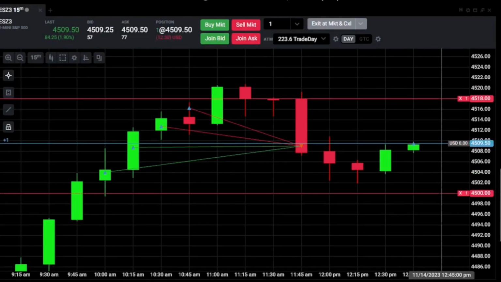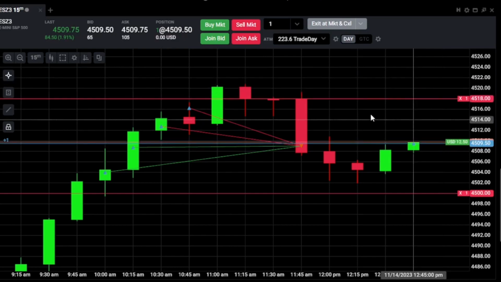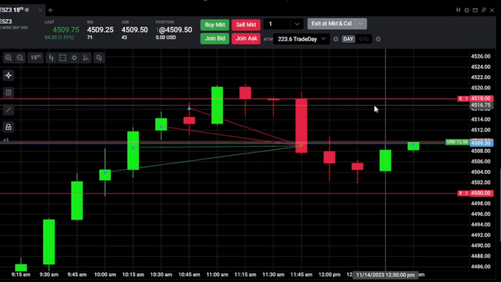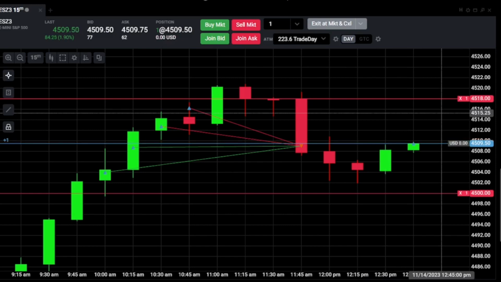Stop filled. Alrighty. We are now long ES for the second go round today. It is 12:48 p.m., November 14th. We are back in some ES long here. We entered our position at 4509.50.